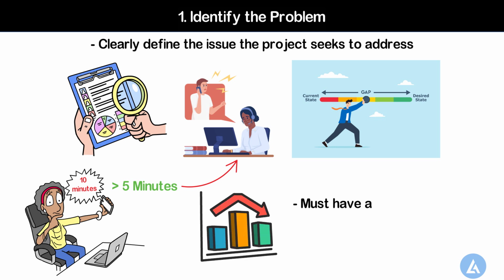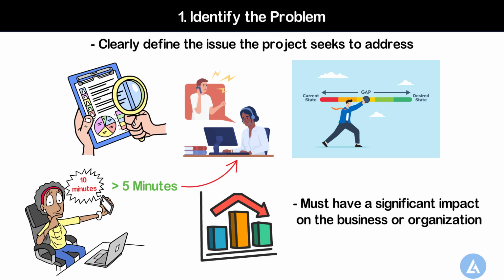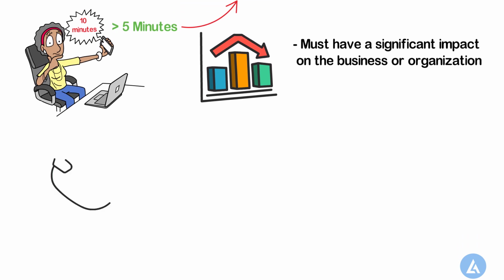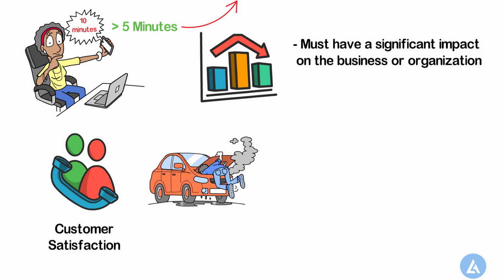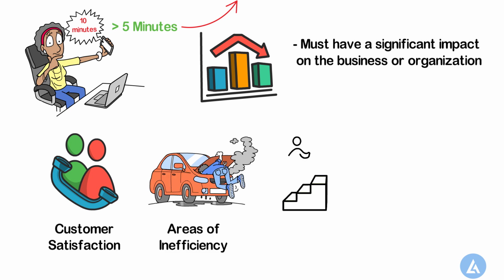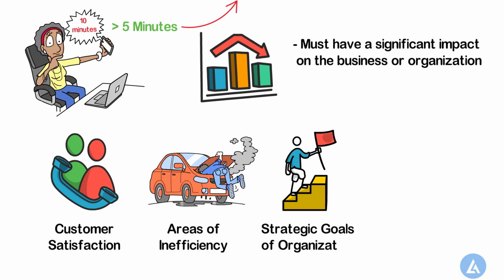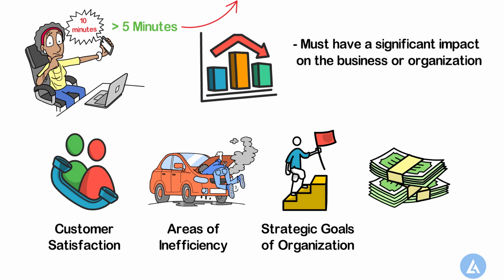Please make sure that the problem we are going to solve has a significant impact on the business or organization. As I already mentioned in my earlier video on how to identify a project for Lean Six Sigma, there are 4 important categories for it. 1. Customer satisfaction. 2. Areas of inefficiencies. 3. Strategic goals of an organization. And 4. Financial benefits. That means you can identify the problem in any one of these 4 categories.